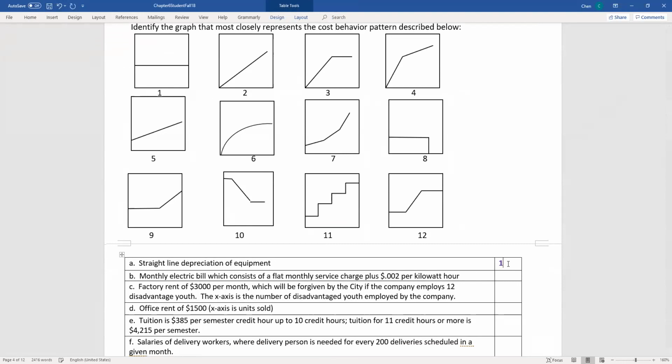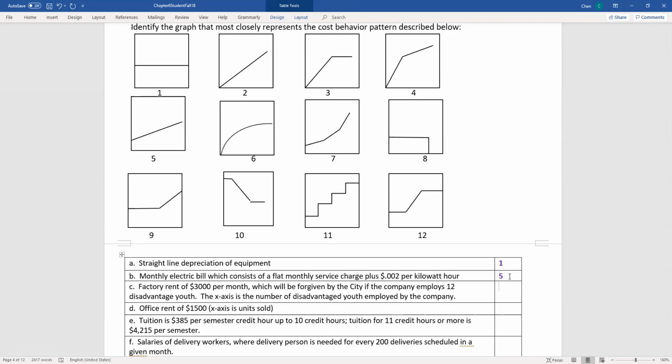So this is 1. And the next, monthly electronic bill, which consists of a flat monthly service charge plus a 0.002 per kilowatt hour. So you can see there's a flat charge, and then the more kilowatt hours you use, the more you're gonna pay. So I would say it looks like a mixed cost with an increasing line, but it does not start with 0 because you're gonna pay a flat monthly bill. So this should be 5.